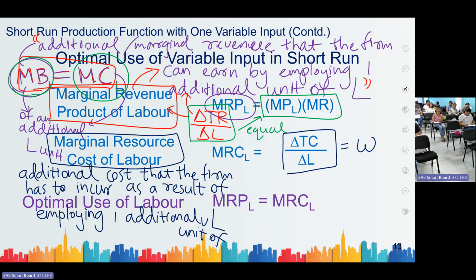If the wage rate is 10 for one laborer, to hire an additional labor input, we have to pay an additional 10 rupees. That is why marginal resource cost, which is delta TC over delta L, equals the wage rate.